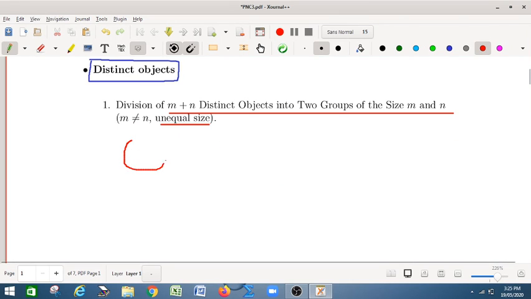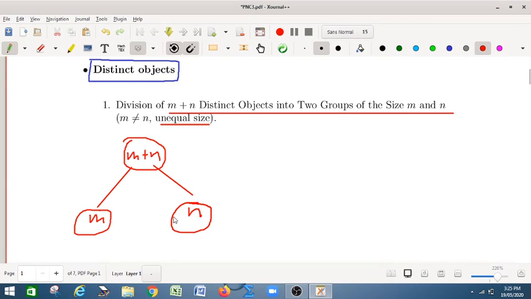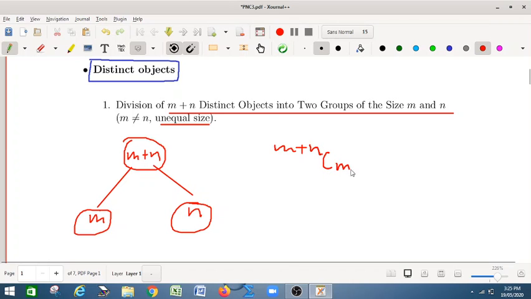So let's have a small diagram for that. This is m plus n, these objects, and you have to divide them into m objects and n objects, m not equal to n. So these are unequal sizes. So first let us select m objects from m plus n. So that is m plus n C m, selection of m objects. M objects are selected out of m plus n objects to form one of the groups, and the remaining n objects form the other group.